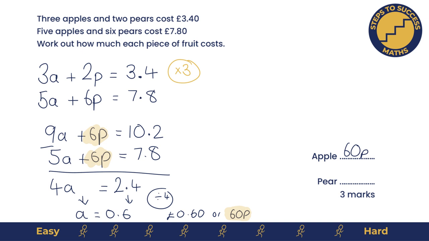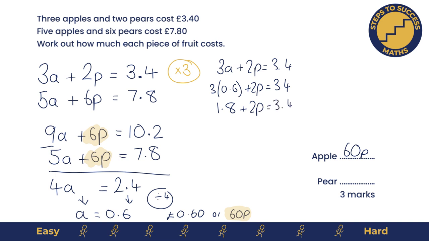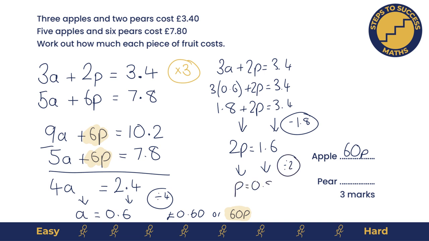Now I need to find the cost of pears, so I'm going to sub this into one of my equations. Let's use the top one. 3 times 0.6 plus 2P is equal to 3.4. So that's 1.8 plus 2P is 3.4. Take 1.8 from both sides. 2P is 1.6 and then divide by 2. P equals 0.8 or 80 pence. So write on your answer line 80 pence.